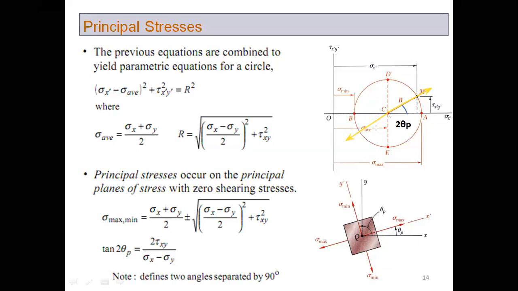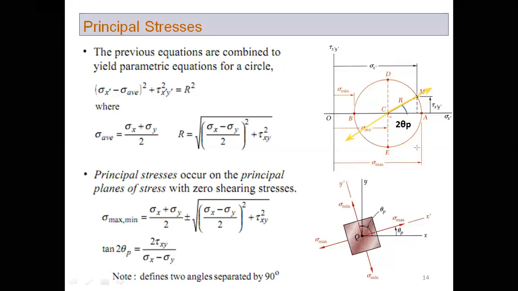So this average from O to C minus CB. CB is the radius of the circle, so minus the radius of the circle. So with the plus sign, we would have the equation for sigma maximum, and with the negative sign, we would have the analytical model for sigma minimum.